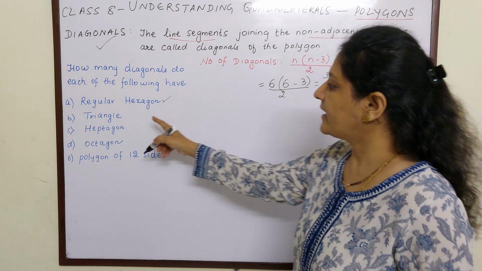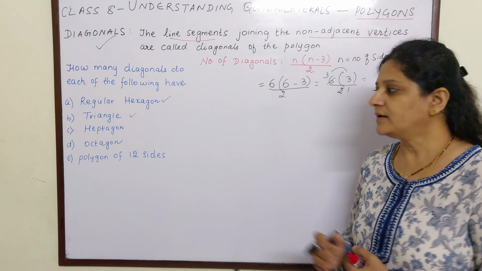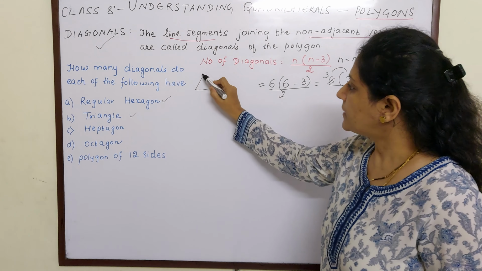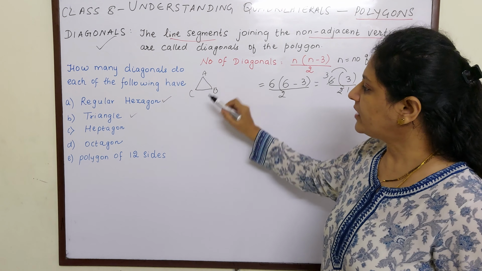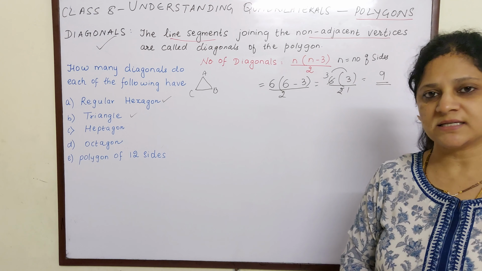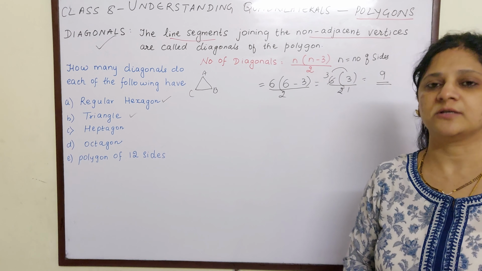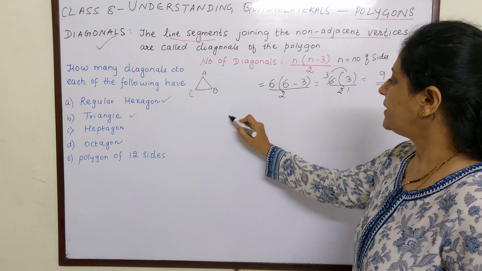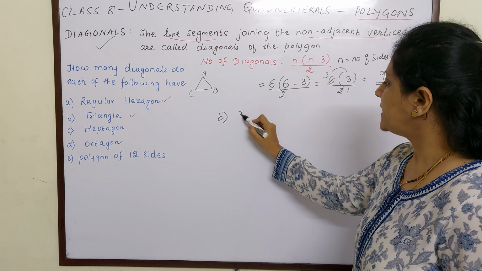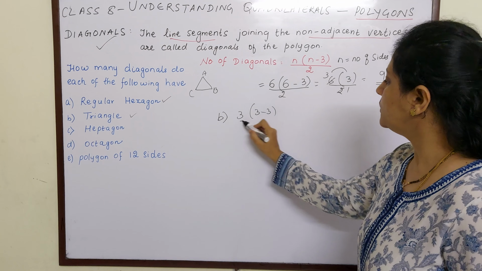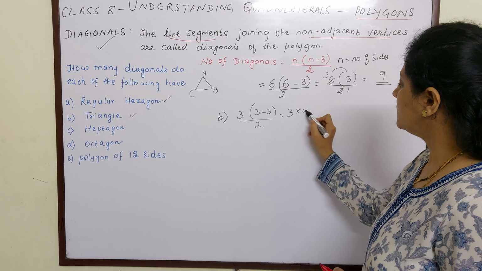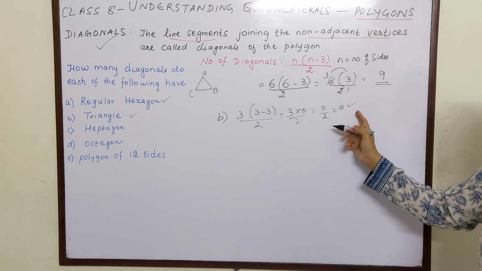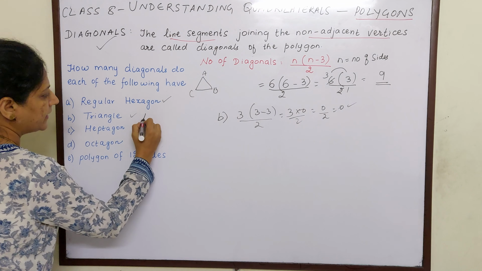Let us find the number of diagonals in a triangle. See children, in a triangle there can be no diagonals formed, because suppose this is triangle ABC, then A, B and C are consecutive vertices. So there is no non-consecutive vertex. So there can be no diagonal, and you can prove that with the help of this formula. If I put the number of sides 3, 3 into 3 minus 3 by 2, 3 into 0 is 0, and 0 divided by 2 is 0. So you saw children, for diagonals it is none. So how many diagonals does a triangle have? None.